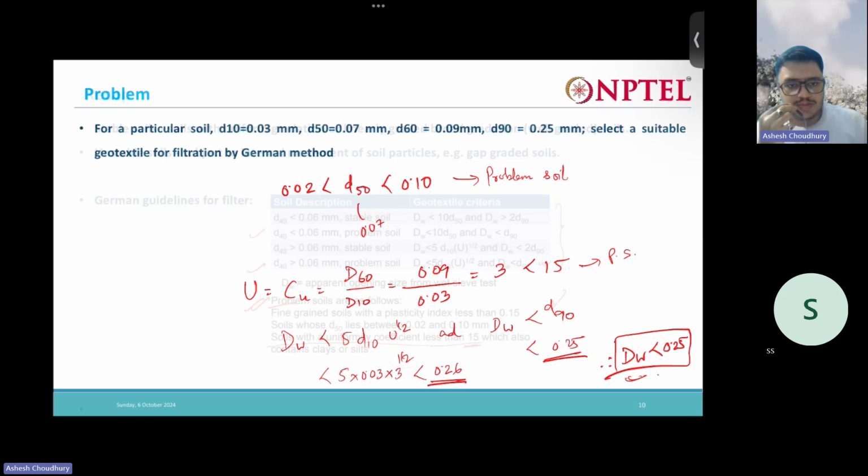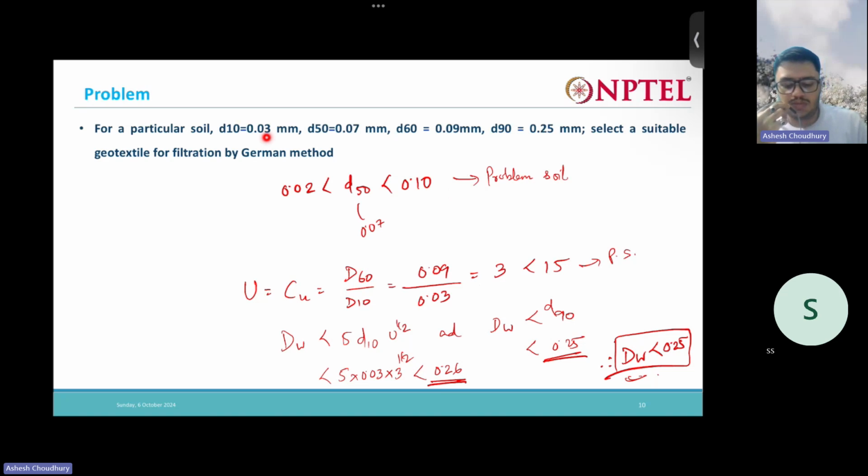Then we solved this problem. For a particular soil, the D10 size, D50, D60, D90 were all given, and we were asked to select a suitable filter method. We used the German criteria to decide the size of the geotextile filter that we have to use.